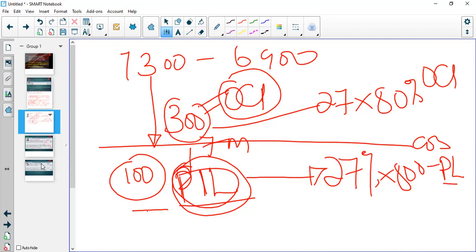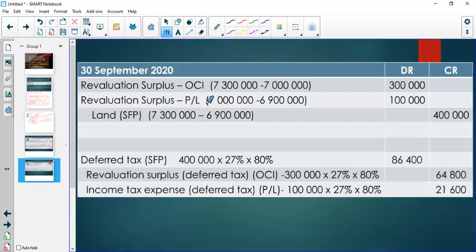Okay, so if we want to do the journals, we see that as a revaluation deficit. We can still say revaluation surplus, but it's a debit. The portion that goes to the OCI is the portion above cost, and the portion that goes to profit or loss is the portion below cost. So that's the 100,000. But our land has decreased in total by 400,000. So our land in the statement of financial position, we have to credit by a full amount of 400,000. Then in the income statement, we have to apportion between other comprehensive income and profit or loss.